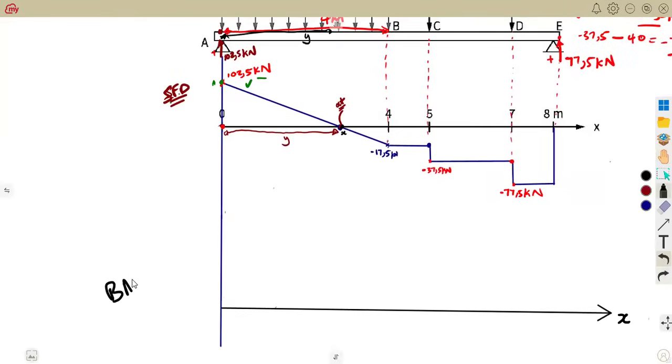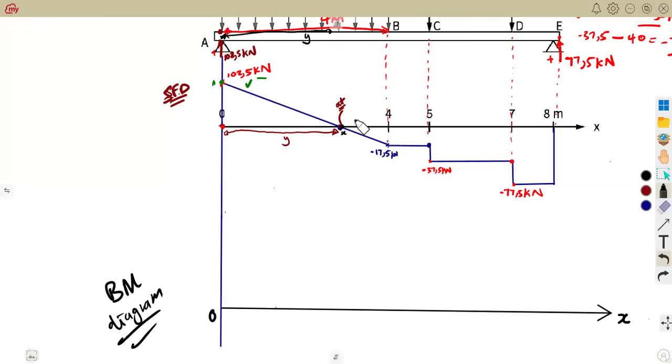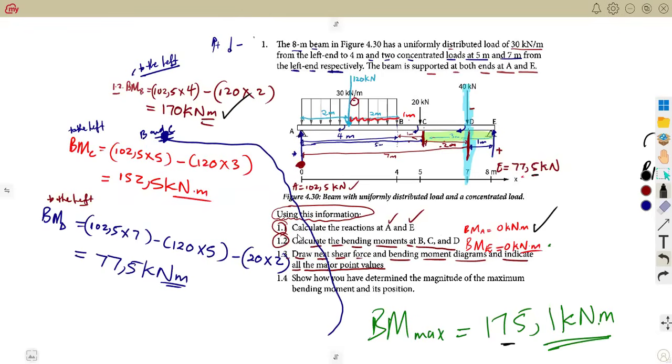So here I've got the bending moment diagram. On your bending moments, starting at point A, which is at 0. Then we move on to B, which is 170. All right, guys, I was saying this is 170. This is 175.